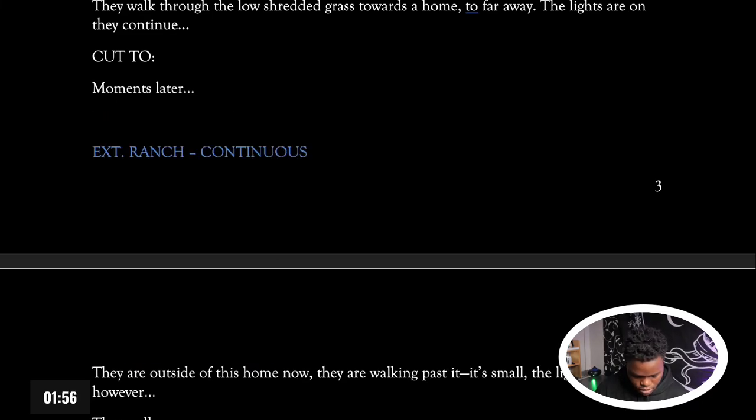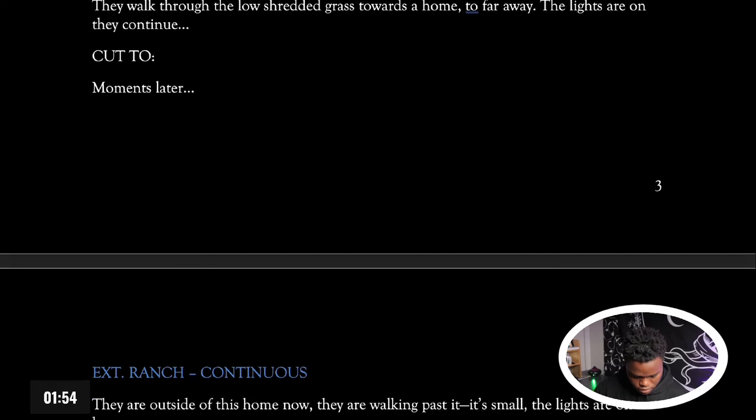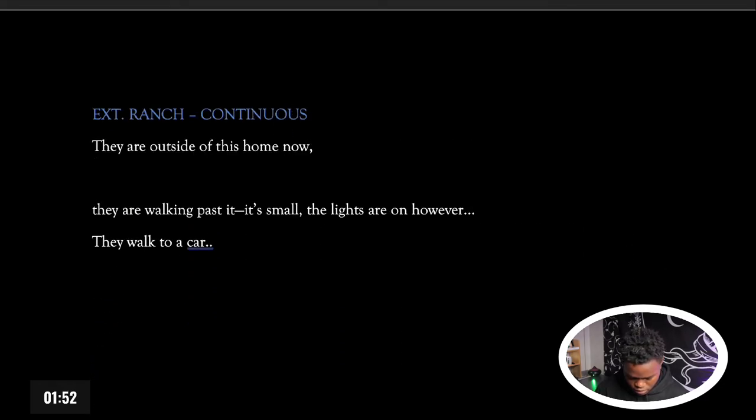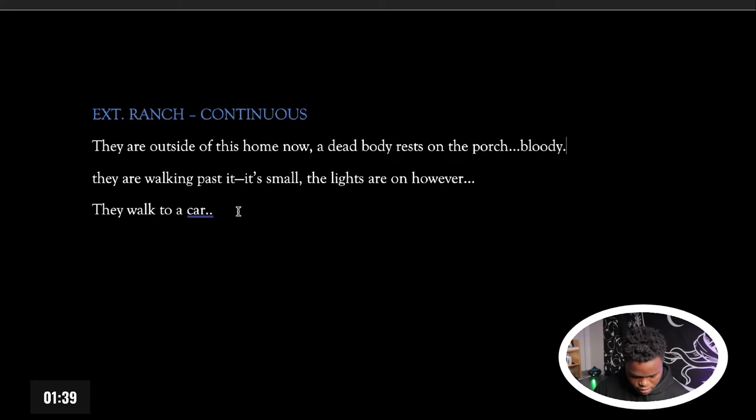So the home now. Oh no. Dead body rests on the porch. Bloody. Past its small lights, walking past it and the home. Wow. Walk to a car.